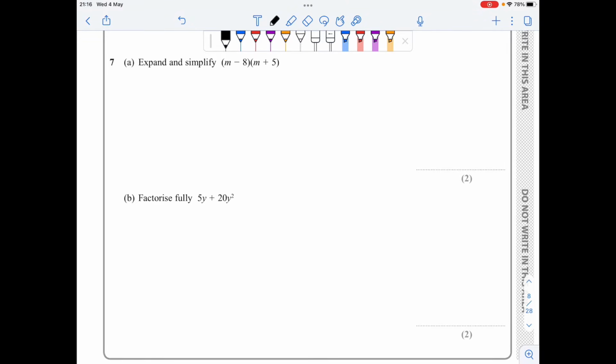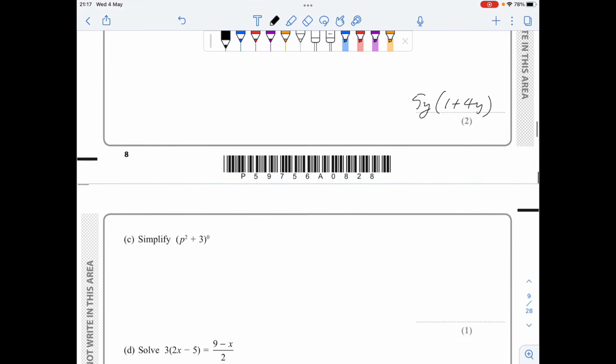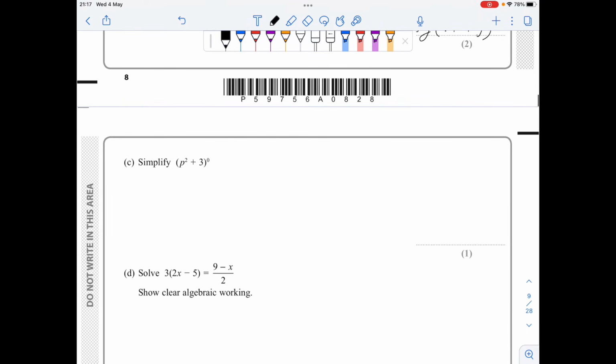Expanding the expression in part A gives me m squared plus 5m minus 8m minus 40, and this simplifies to m squared minus 3m minus 40. Now for part B, I'm going to take out a common factor of 5y, and I'll be left with 1 plus 4y, and this is the final answer. Regarding part C, anything to the power of 0 is always 1, and that's the answer to this part.